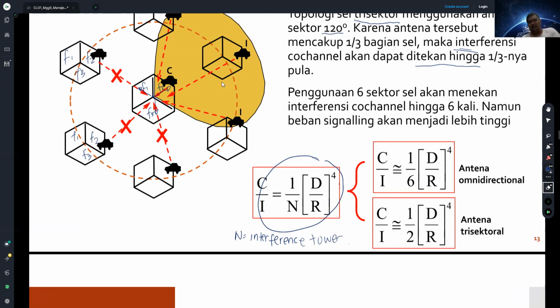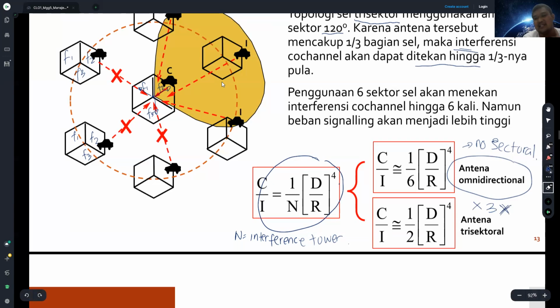N is the number of the interference power. So we could suppress the value of the interference up to 1/3 of its initial value, which means that if we have this C/I equal to 1 per 6 D per R power of 4 for the omnidirectional antenna, or using no sectorization, by using a trisectoral antenna, or using three sectors within one cell, we could suppress the value of the interference up to 1/3 of its value, which means that the C/I will be equal to 3 times.